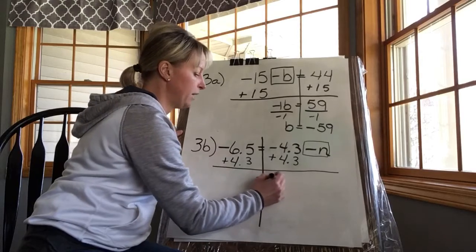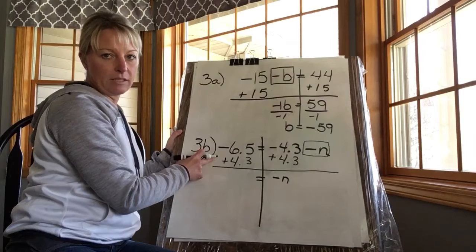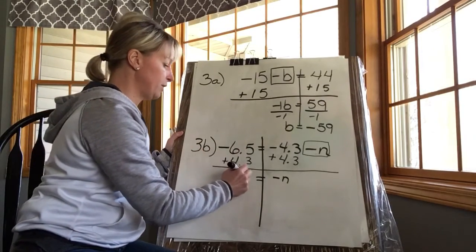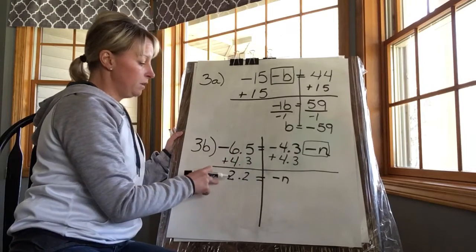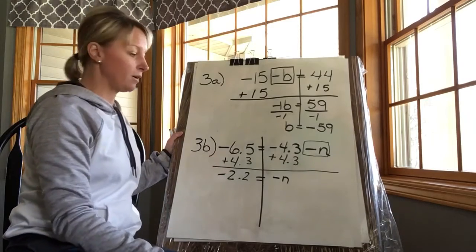Okay, we have our equal sign. We're left with a negative n. If I have a negative and a positive, you need to do what? Subtract, yep. So 5 minus 3 is 2. 6 minus 4 is 2. And then you must bring down the negative sign because the negative number was greater.